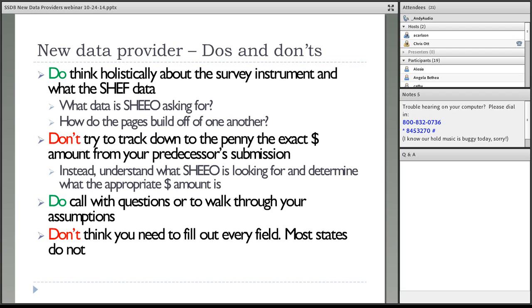And also, one more tip for a don't. Do not think you have to fill out every single column or every single field, every row. Many states do not have to do that. There are a few that do, and there's the really complicated ones. But for most states, they're not filling out all the different categories.